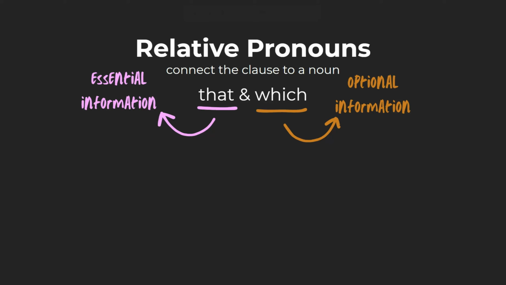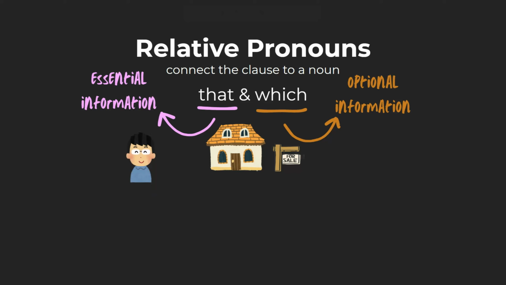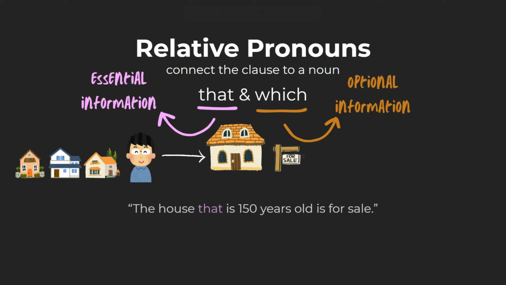Let's say we're discussing a 150-year-old house that's for sale. If the owner is selling multiple houses and wants to make sure that he knows we're talking about this house, he would say, "The house that is 150 years old is for sale." He uses that to show that this clause is essential. Without it, we may misunderstand which house he's talking about.